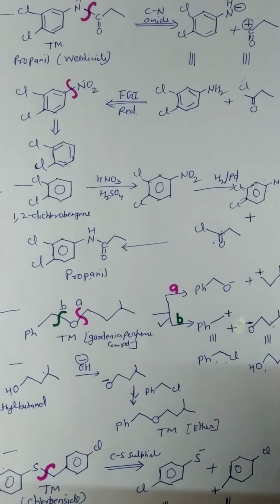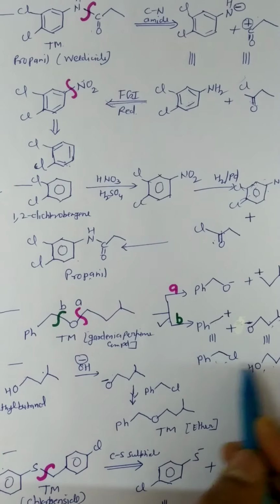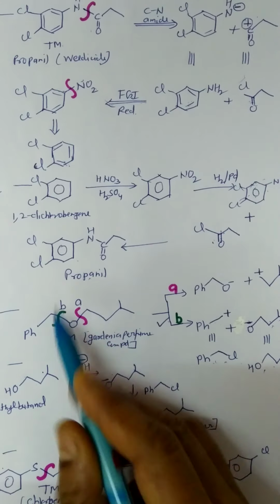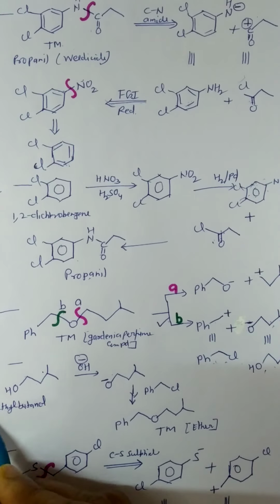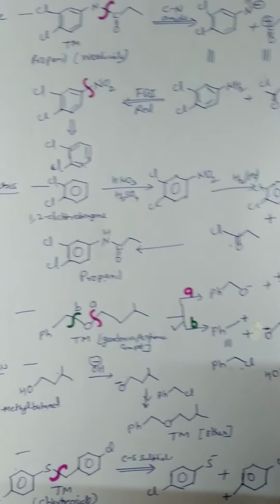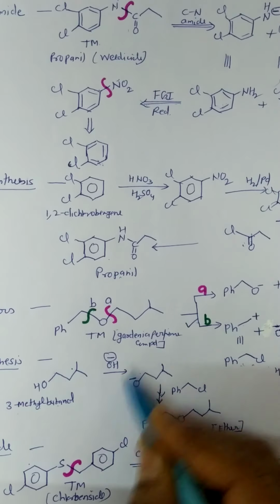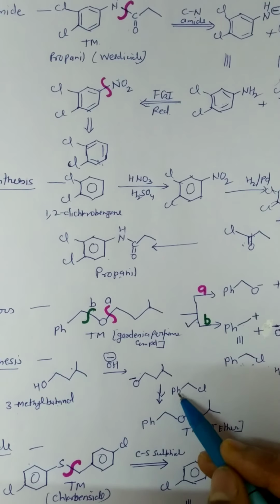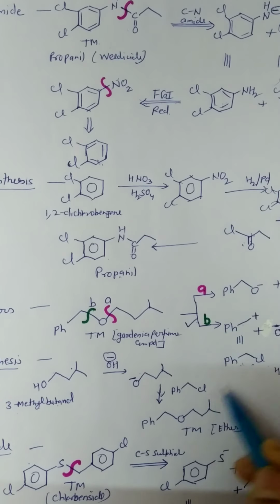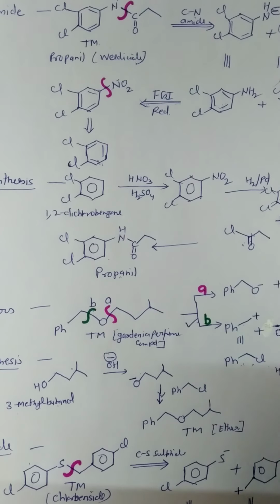We obtain this fragment and this synthetic equivalent, and by adding this fragment, this is the starting material for this target molecule. Therefore, 3-methylbutanol in the presence of a strong base forms the anion of this type, and which on reaction with PhCH2Cl gives the target molecule, the ether.